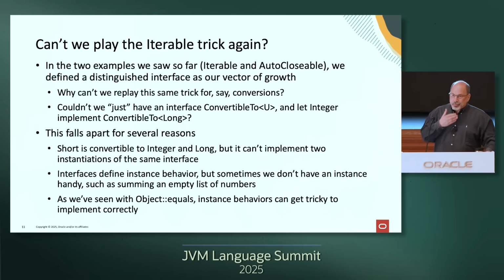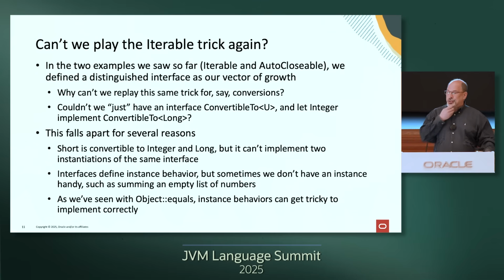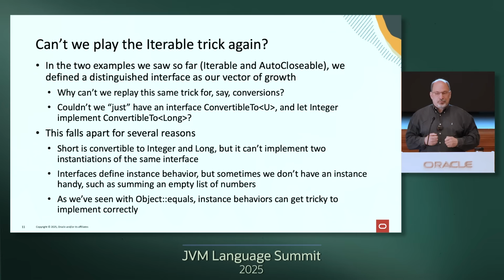So it's very reasonable to say, well, okay, the Iterable trick was pretty good. Why don't we try that again? And for some of these examples, we might be able to get away with the Iterable trick, where we used a distinguished interface as our path to growability. But it runs out of gas. So let's take the conversions example, right? We could easily write an interface called ConvertibleTo, and we could say Integer implements ConvertibleTo Long. Great, what's the problem? Well, what about Short?